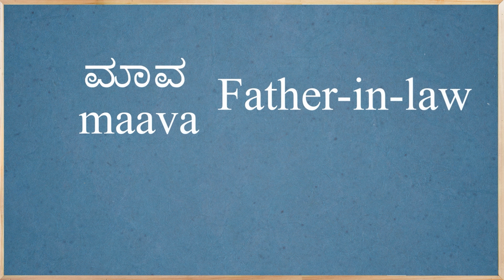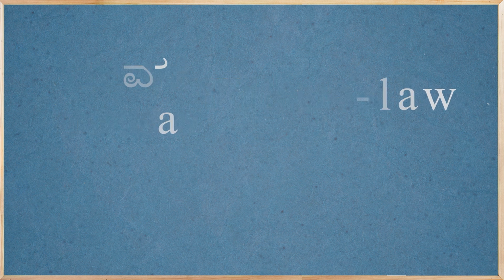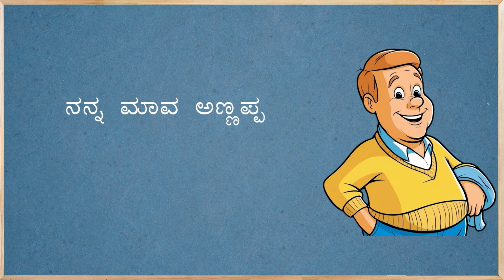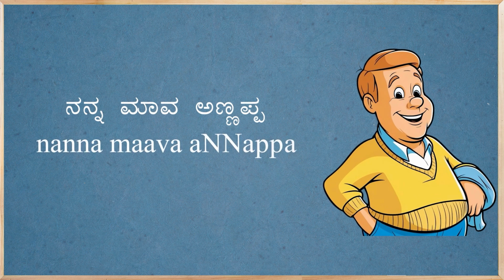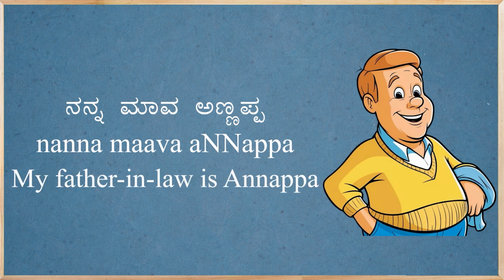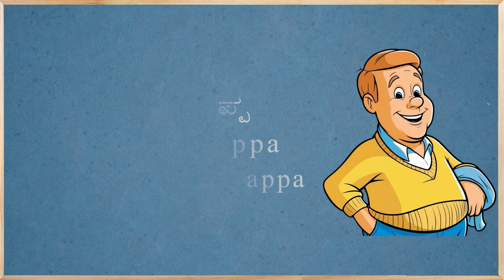Father-in-law, Mava. Mava in Kannada refers to father-in-law in English. This term signifies the relationship with your spouse's father. For example, Nanna Mava Annappa. Nanna Mava Annappa means my father-in-law is Annappa. A father-in-law is often treated with respect as the elder male figure in the family.